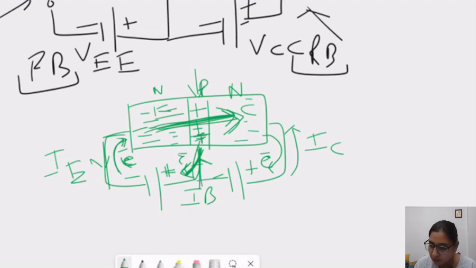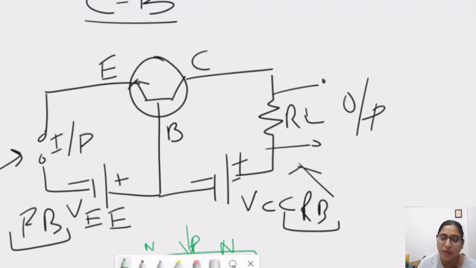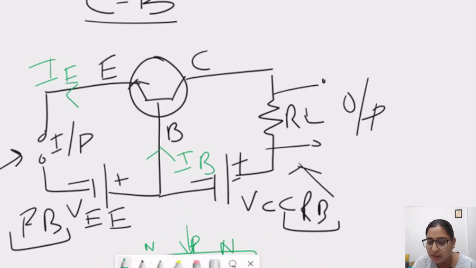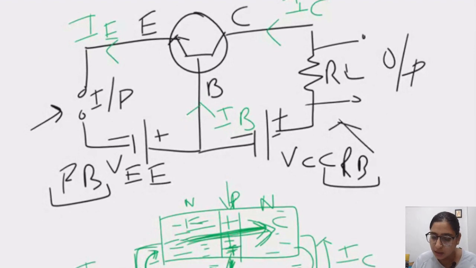Similarly, these notations we will apply in this circuit. Now what will happen here, the flow of IE is in this direction. This is our emitter current, and the flow of base current is in this direction. This is our base current, and this is our collector current. Collector current flows in this direction. Okay, so this is the basic structure of a transistor in common base configuration. Now we will discuss it in a little more detail.